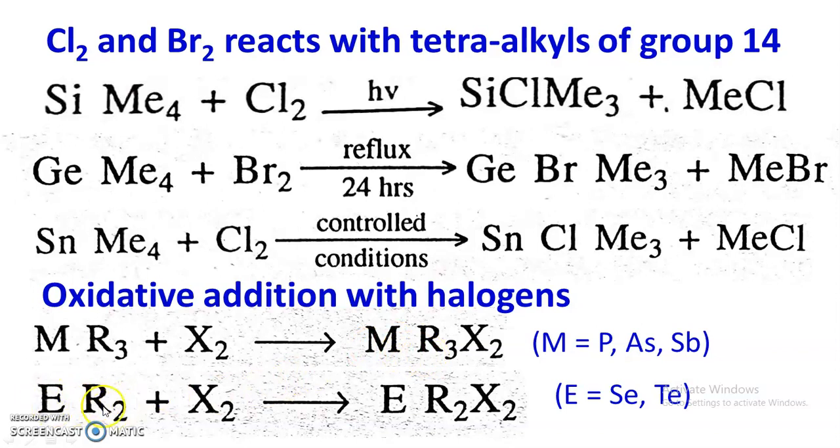Similarly, when dialkyl selenium or tellurium reacts with halogen, again the bond between selenium and alkyl remains intact, but two halogen atoms are attached to selenium or tellurium. There is an expansion of the coordination number of selenium or tellurium. So this is what oxidative addition with halogens is. In this way, the oxidative addition takes place.